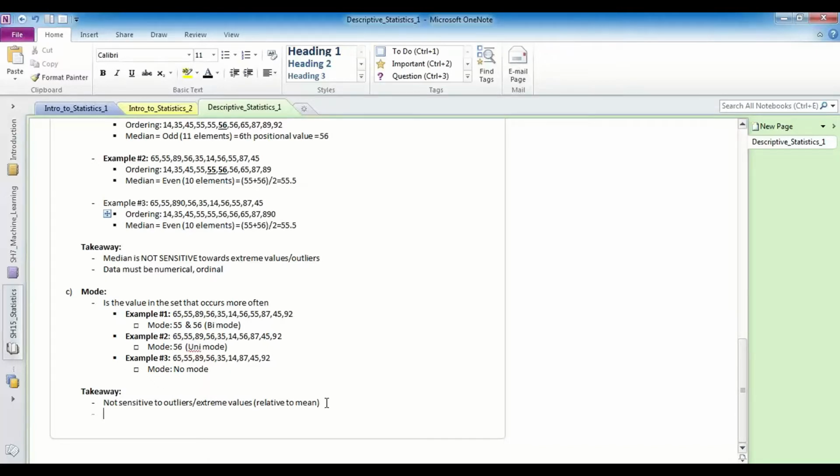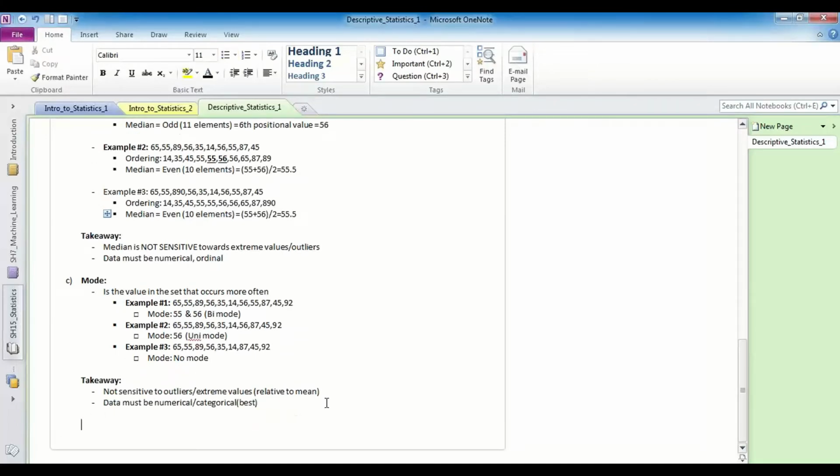Because when you talk about numerical values, we are lucky here that we don't get decimal or floating point numbers. When you deal with floating point numbers, getting a repetition of that kind of decimal value is very rare. But with categorical data, you can definitely see a lot of repetitions. So you can claim the mode can be one of the best measures when you're dealing with categorical data. Good.